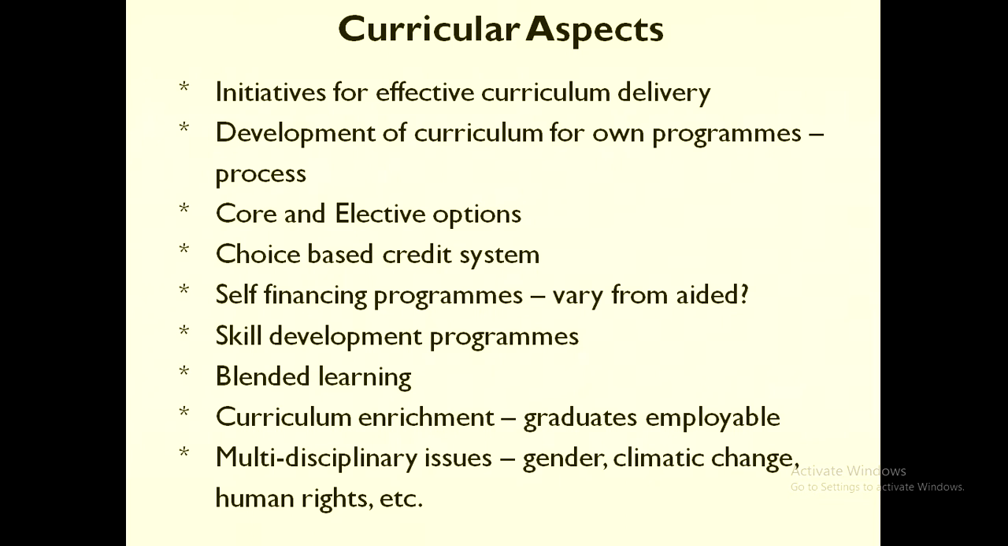And also how many core and elective options we are giving, and whether these core and elective options are given after discussing with the industry or not. And whether we are providing the choice-based credit system or not, that also carries some extra marks. And this one is not applicable for our self-financing programs, because all our programs are self-financing.